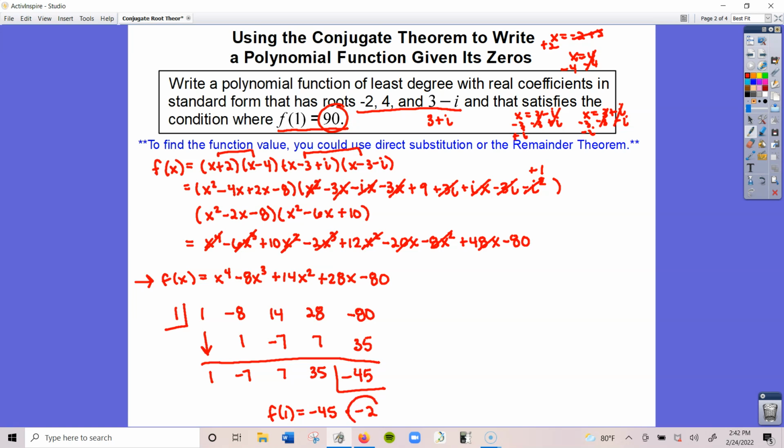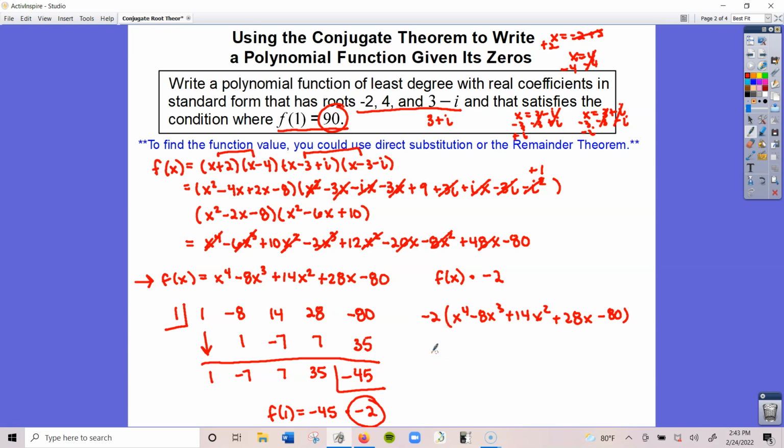So what I'm going to do is take my function, my f of x, and multiply it by negative 2. Remember that this is just a coefficient, a number that's being multiplied. It's not going to affect our zeros since there's no x attached to it. So if I take my polynomial and multiply it by that negative 2, then if I were to do synthetic substitution again, or plug in the 1, my f of 1 will in fact equal 90.